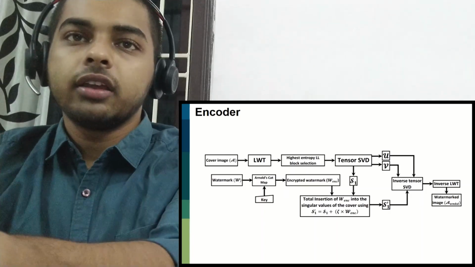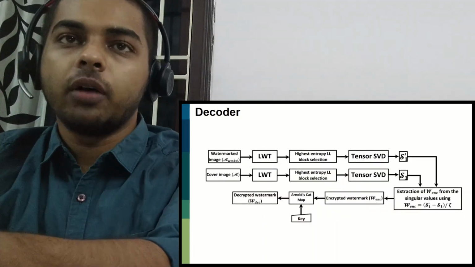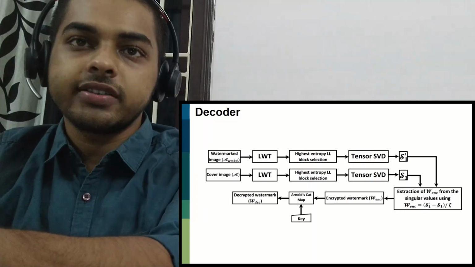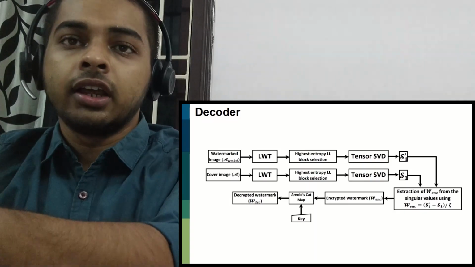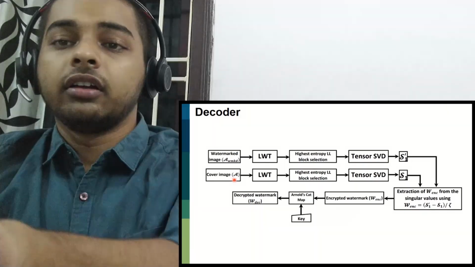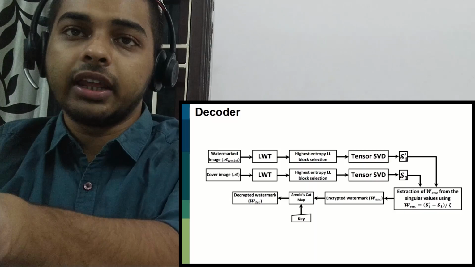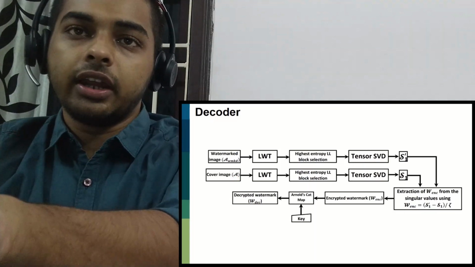So this is the decoding. The decoding process is exactly the opposite of the encoding process. Being a non-blind scheme, our framework requires the original cover anaglyph image along with the watermarked image for performing the decoding.